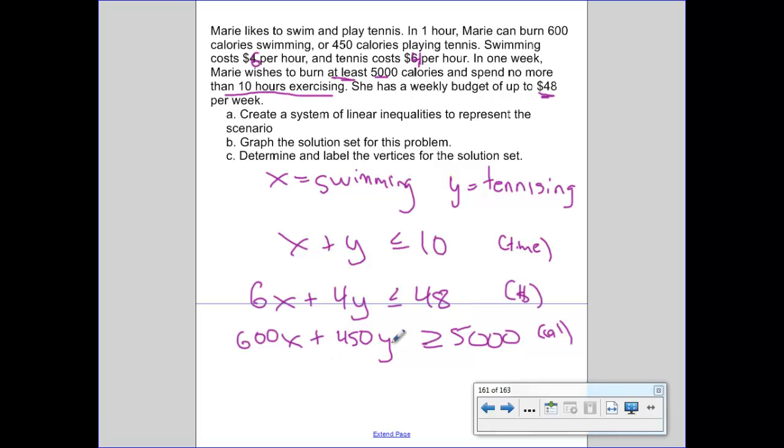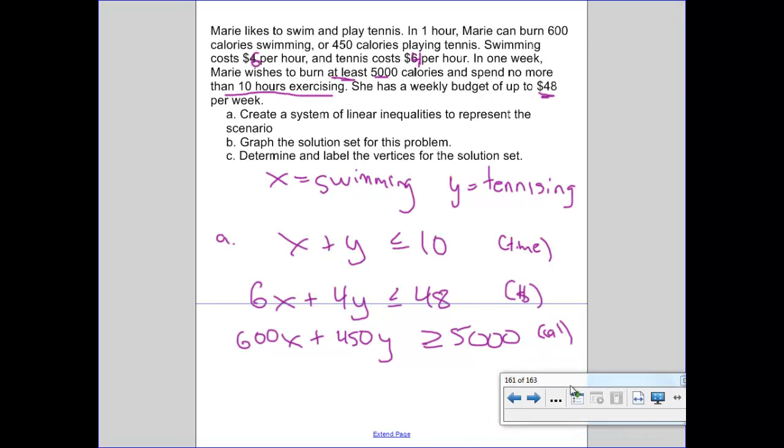Third one is different. We haven't done one like this yet. But the 5,000 right here, she needs to somehow work out more than 5,000 in order to meet her workout requirements, I guess. So this is part A. When you plot your graphs here, there's actually only a very limited solution set that fits this. She's not giving a lot of flexibility here.